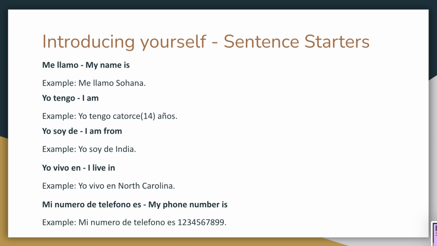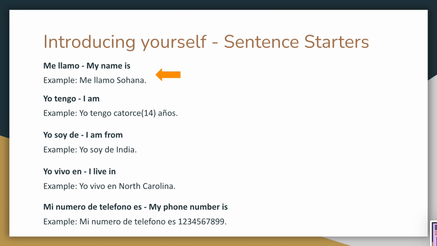Now we're going to move on to introducing yourself through sentence starters. The first one is me llamo, which means my name is. So if I wanted to say my name is Sohana, I would say me llamo Sohana.